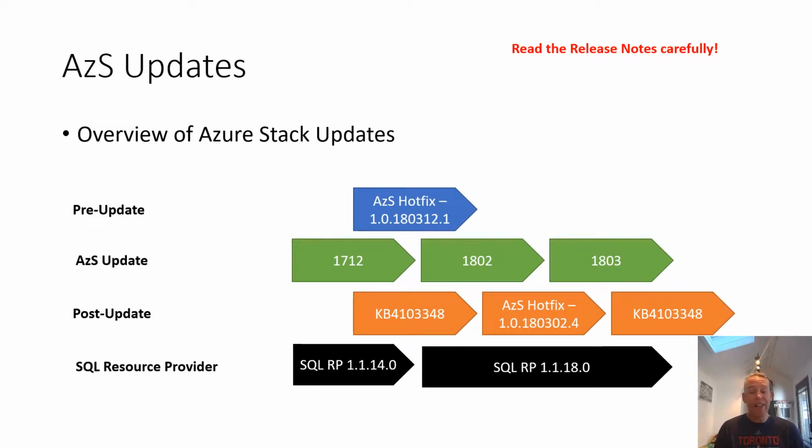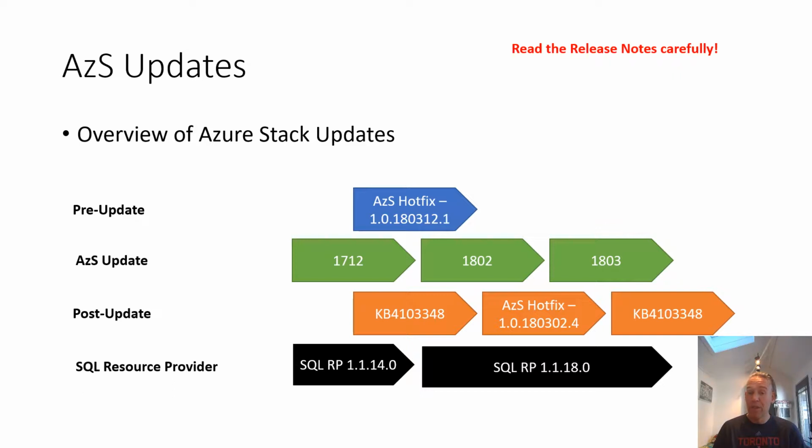So if we put all that together, you can imagine the green row here are the Azure Stack updates. So 1712 followed by 1802. You notice there's no 1801 in here because that was a month that we skipped. In between there, a hotfix came out. So you can see that's a hotfix to the 1803 version. And there might be some post-update hotfixes as well. Those are the ones in orange.